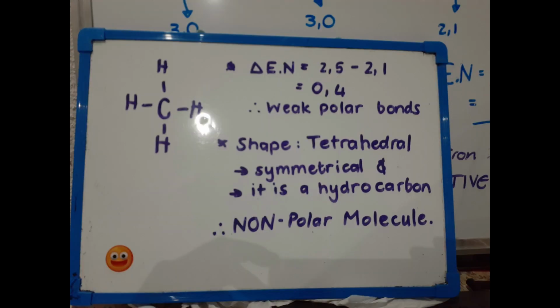Methane, CH4. The difference in electronegativity, 2.5 minus 2.1, is 0.4. And remember here I said on the side of polar, so therefore it would be very weak polar bonds. The shape is tetrahedral. The tetrahedral shape is symmetrical. And CH4 is also a hydrocarbon, so therefore it is a non-polar molecule.